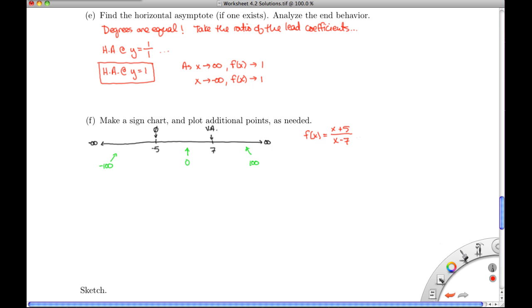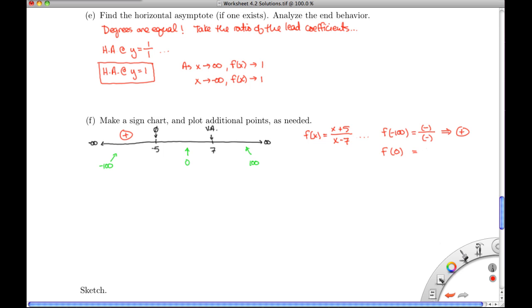So if we take this and we start testing our points, well, we could start by plugging in -100. Well, again, we're really only interested in the sign here. If I plug in -100 to the top, I'm going to get a negative number. If I plug -100 into the bottom, I'm going to get a negative number. So a negative over a negative will give me a positive. So my function is going to be positive. We're above the x-axis on that interval.